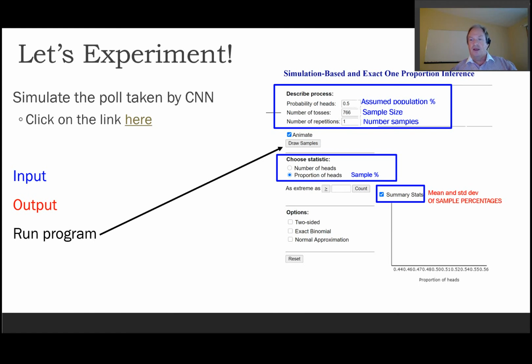Okay, first, the program's going to output the mean and the standard deviation of all of our sample percentages, and it's going to plot them down here. So go ahead and do that. If you're watching with me, you can do it right now. If you're watching at home, go ahead and pause the video and fill in those fields and run the simulation.